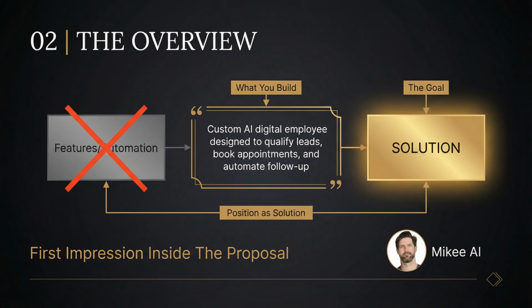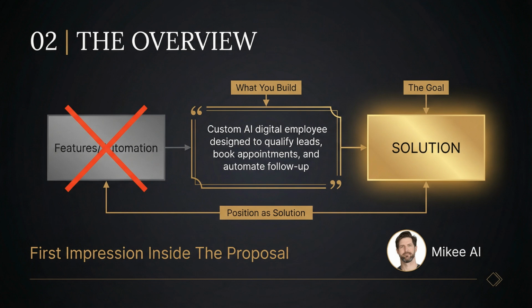Next up is the overview section. This is your first impression inside the actual proposal, and it needs to be strong. This is where you clearly explain what you're building for them and the goal behind it. For example, you might write, "We propose building a custom AI digital employee designed to qualify leads, book appointments, follow up with prospects, and answer customer inquiries."